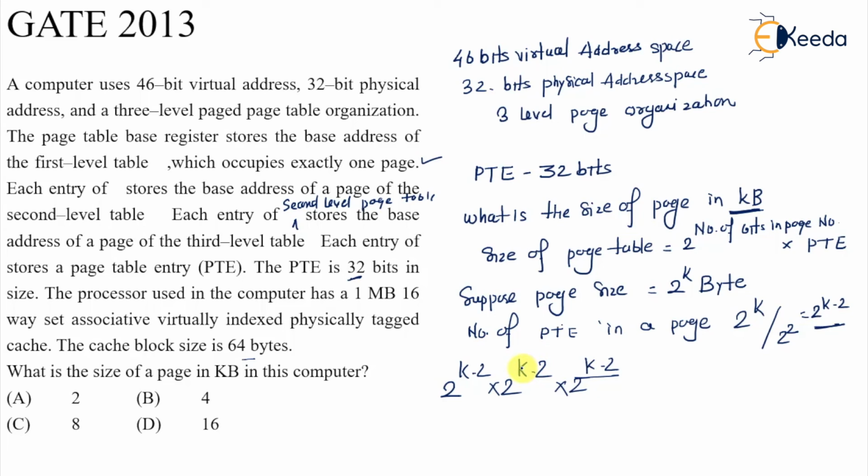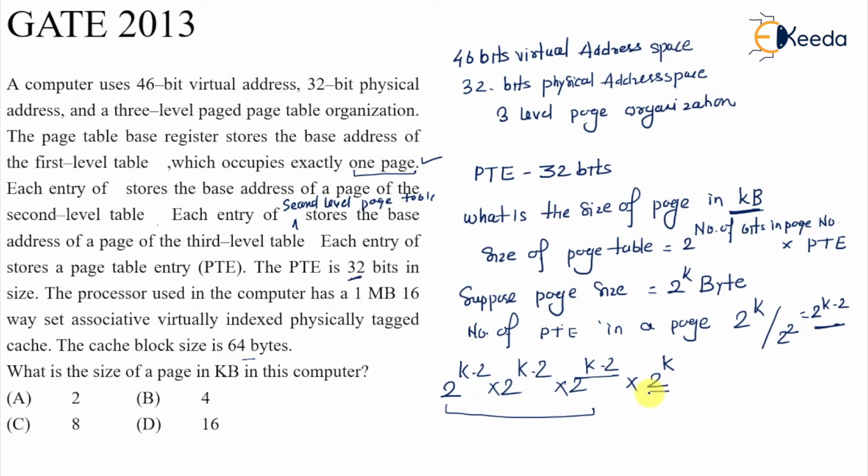It says that the first level occupies exactly one page, so we are assuming the same number of entries are there in each level. The first level page table exactly occupies one page, and each entry stores the base address of the second level, and each entry of the second level stores the base address of the third level. Each PTE is 32 bits. So these many entries will be there, and you will agree with me that this many entries equal the page size, and there will be an entry for each page.